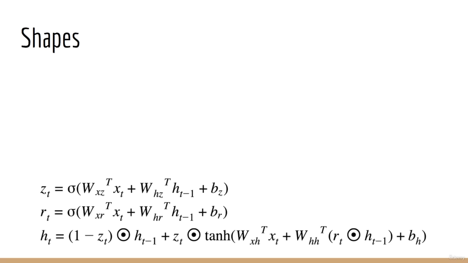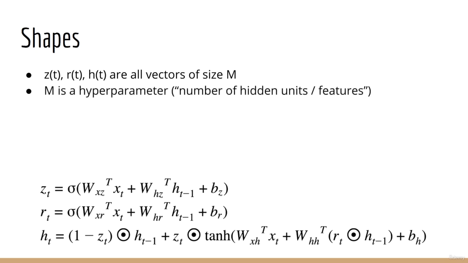First, it's important to discuss shapes. You want some visualization of the objects we're dealing with. Well, it's helpful to know that all of these new vectors are just vectors of size m, the same size as h of t. As always, this is a hyperparameter, so you can choose how many features the hidden layer should have. This also implies the shape of all these weights.